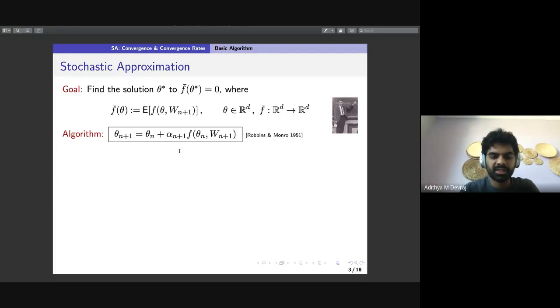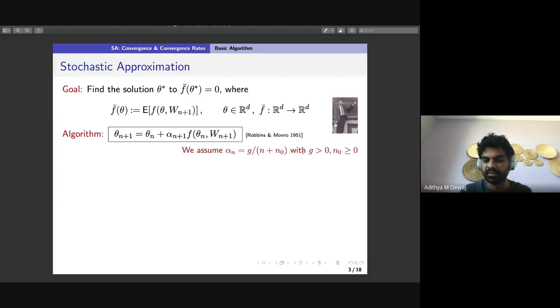The algorithm itself dates back to Robbins and Monro in 1951. What the algorithm does is, at each iteration n, instead of getting the value of f bar of theta n itself, you have a noisy evaluation of this function in the form of f of theta n and Wn plus 1, and you recursively update the parameter vector in this fashion. We'll be assuming that alpha n, which is a scalar quantity also known as a step size, is decreasing in this form. So we'll let alpha n be equal to g over n plus n naught, where g is a positive quantity and n naught is a non-negative quantity.